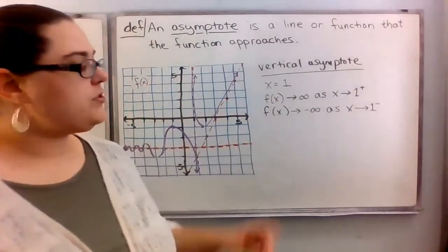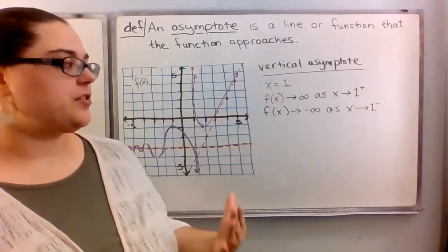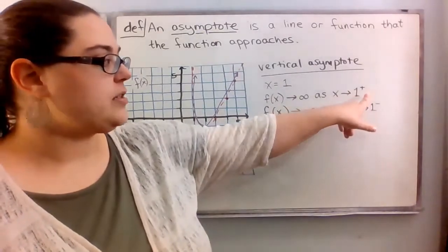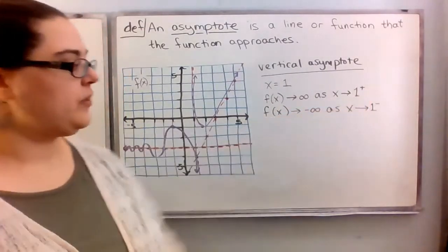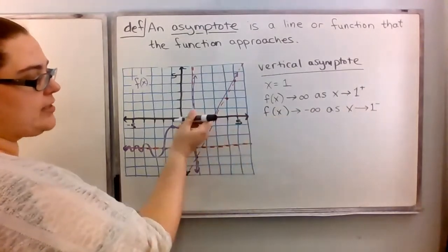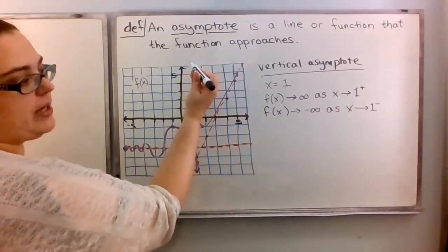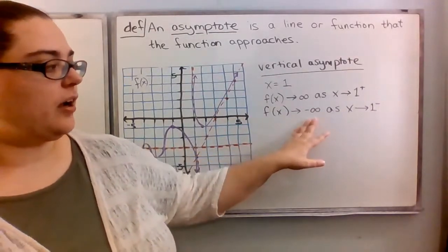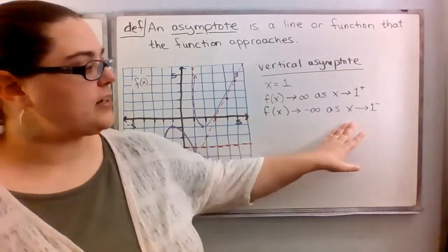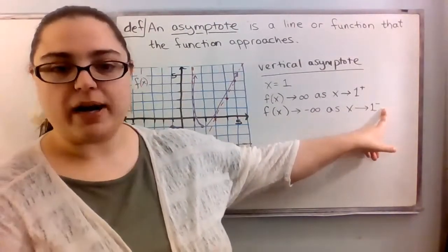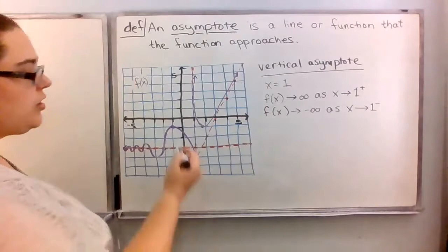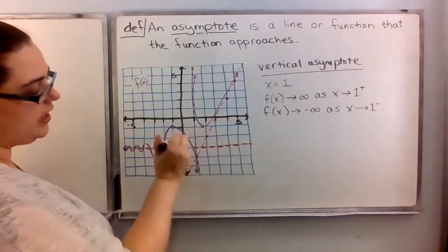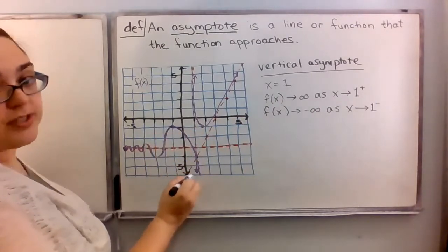So the way that I would pronounce this line here is f of x goes towards infinity as x approaches 1 from the right. So this little plus means that we are approaching 1 from the right. So as I approach 1 from the right-hand side here, the function is going up towards positive infinity. The second one says that f of x goes towards negative infinity as x approaches 1 now from the left. So that minus means from the left. So as my x value gets closer to 1 from the left-hand side, the function goes down and goes towards negative infinity.